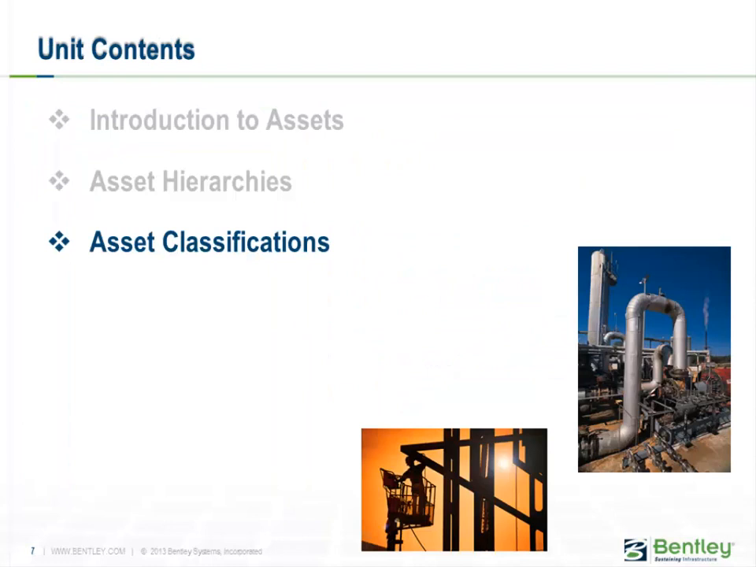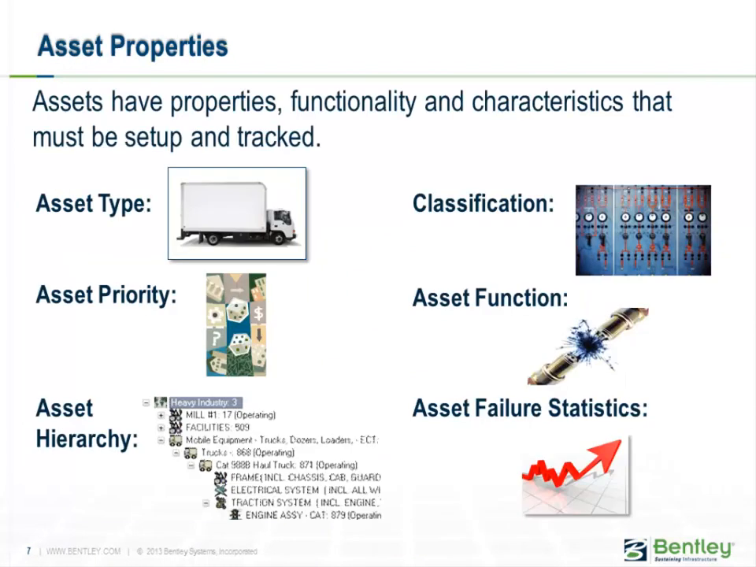Asset classification. Assets have properties, functionality, and characteristics that need to be set up and tracked. The asset properties include the asset type, the classification, the asset priority, its function, and asset failure statistics. The properties often determine what you can and cannot do with the asset in the system. By using asset properties, you can categorize and filter certain data on an asset. This allows you to use the data in APM to satisfy your business requirements in your asset reliability program.